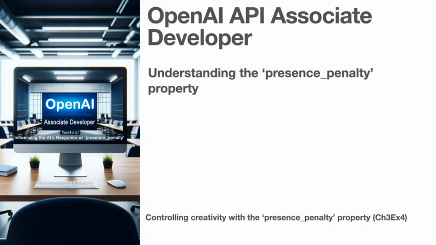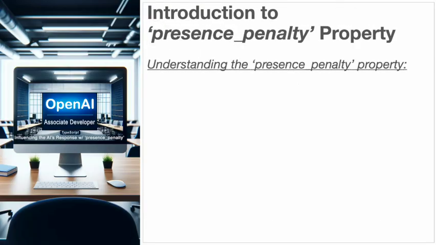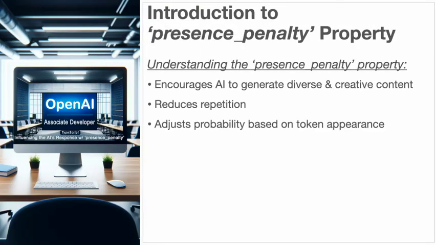In this session, we're going to explore the presence penalty configuration property of the chat completions API call. This parameter plays a significant role in guiding the AI to generate more diverse and expansive content by encouraging it to introduce new topics and reduce repetition.